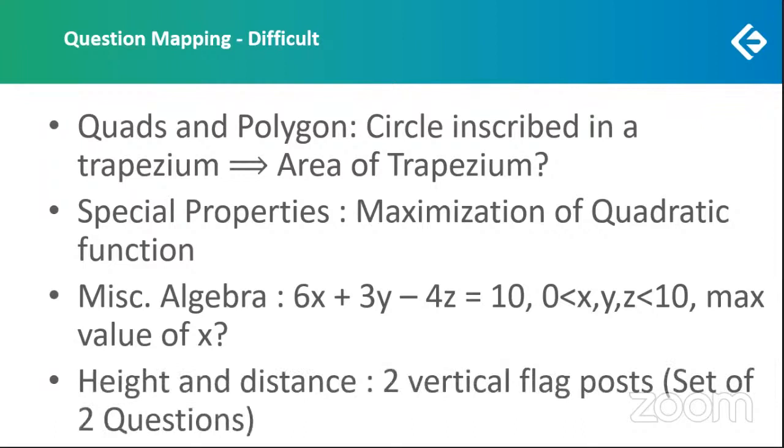A question based on height and distance, wherein a good amount of probability was also mixed in, because the question was regarding two vertical flags. One of them had a height of 10 root 3, the second one 20 root 3. Now, between these two flags, there was a distance of d units.